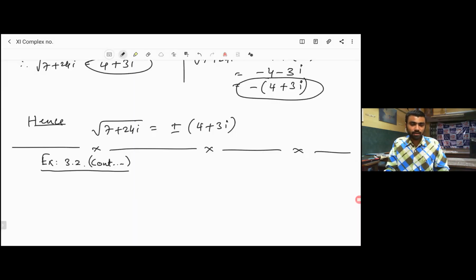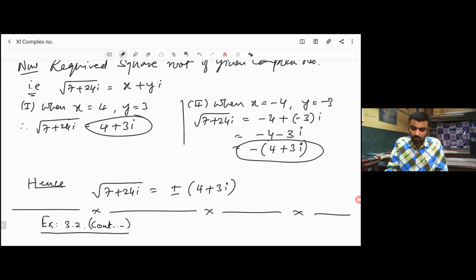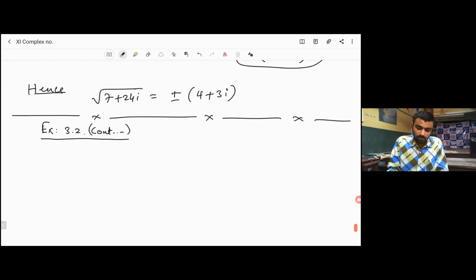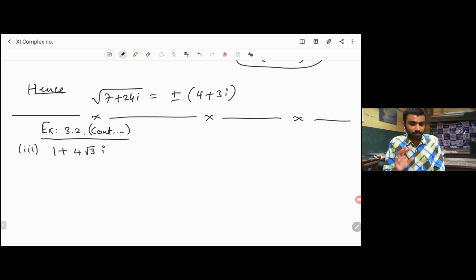Let's continue our exercise 3.2 where we are finding the square root of a complex number. We have done two questions so far. Now we'll continue with the next question, number 3, in which we have the complex number 1 plus 4 root 3 i. Note that i is not inside the square root with root 3; look carefully.